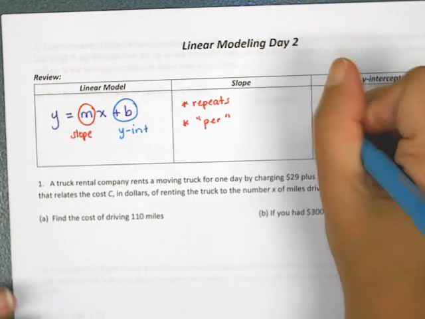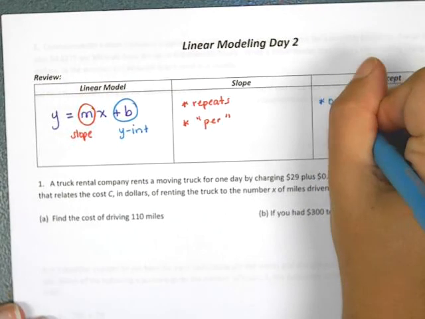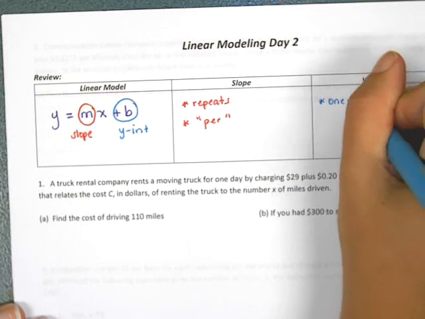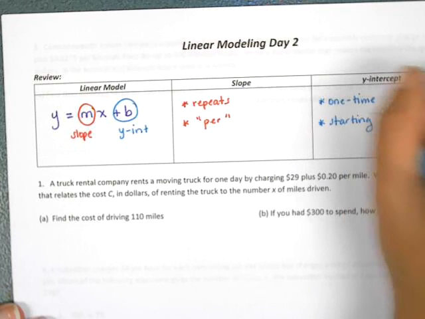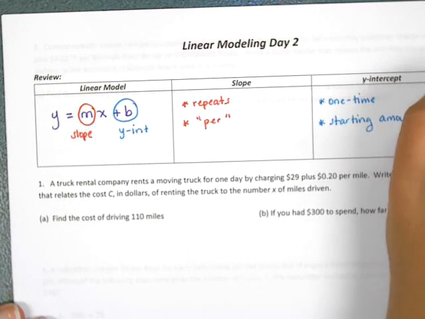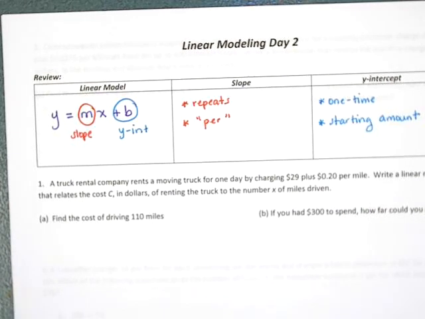In a linear model, the y-intercept is a one-time number. Sometimes we call this the starting amount. So it doesn't repeat. It's how much you start with or what your initial value would be.